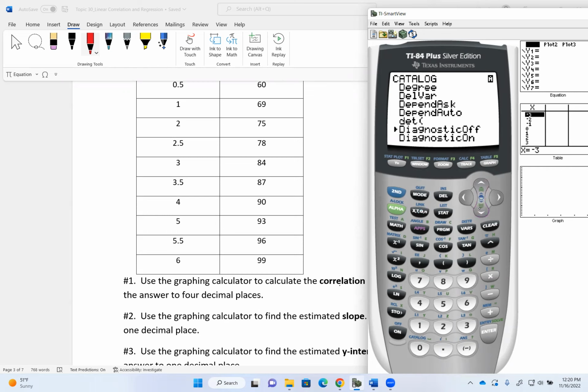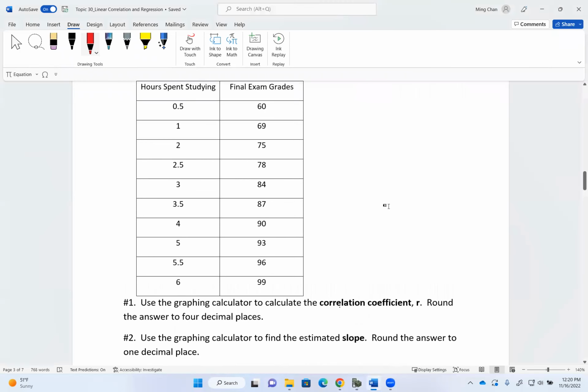Okay, so point the cursor right next to diagnostic on, press enter and press enter. Okay, so now the diagnostic is on, so the calculator can calculate the correlation coefficient. All right, so I'm just going to follow the steps that I listed above, okay?